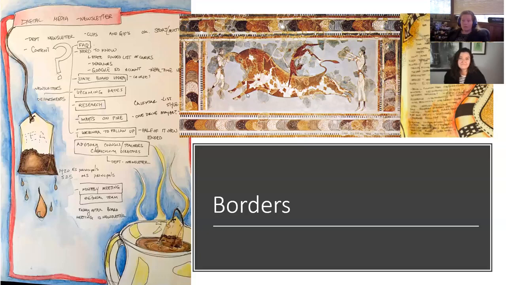I included a historical example. Anyone know? It's a fresco. It would be more akin to world history. It's the Minoans from Crete, doing a fantastic fun activity of jumping over a bull, because, you know, that's fun.